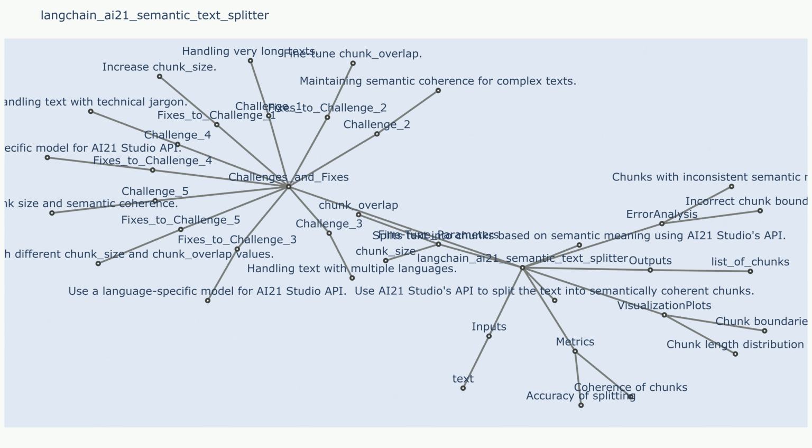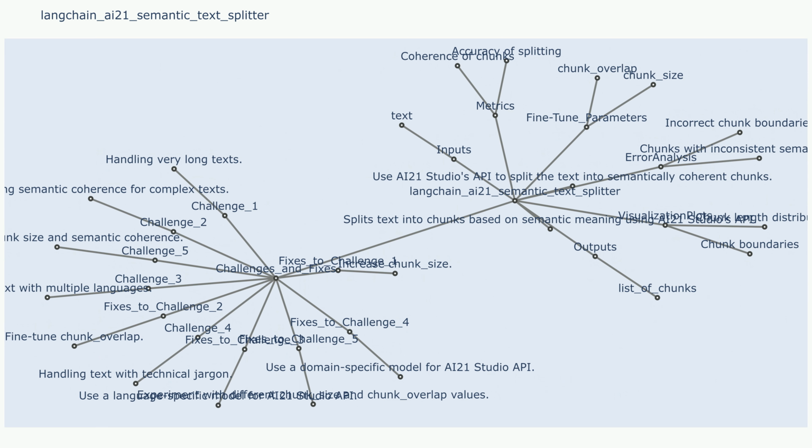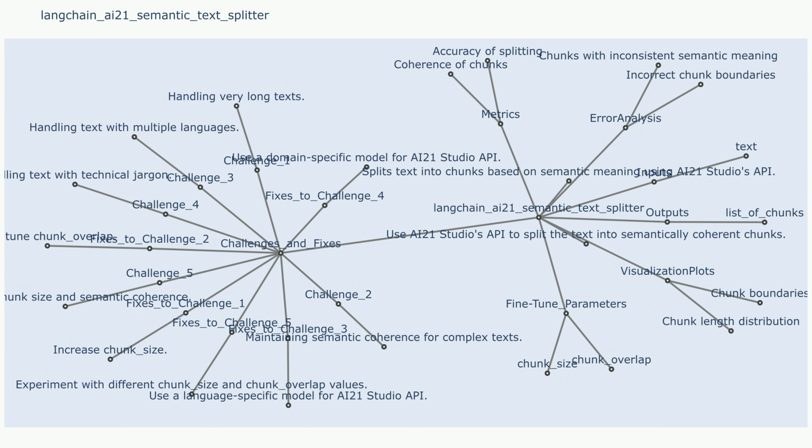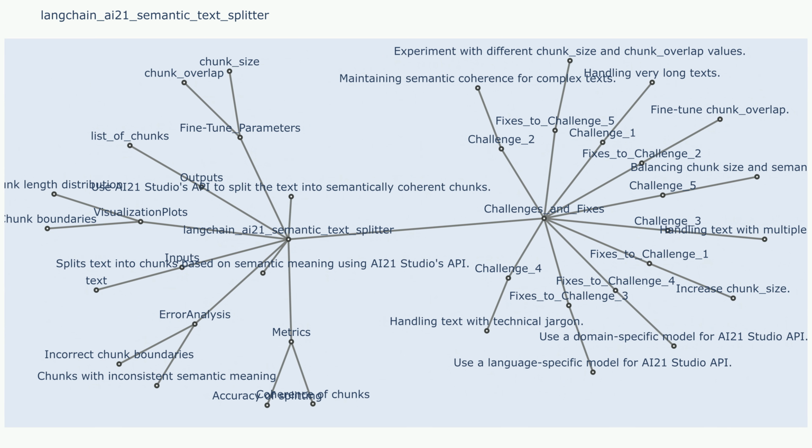Steps. The text is first tokenized. This breaks the text down into individual units, often words, which the AI21 Labs API can process. The API then analyzes the text, identifying semantic boundaries, points where the meaning shifts within the input text. Using these boundaries, the splitter divides the text into chunks that preserve the semantic flow and minimize disruptive cuts.